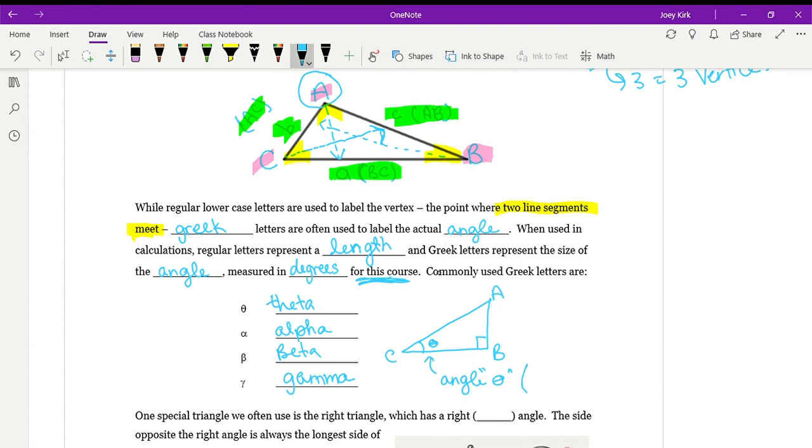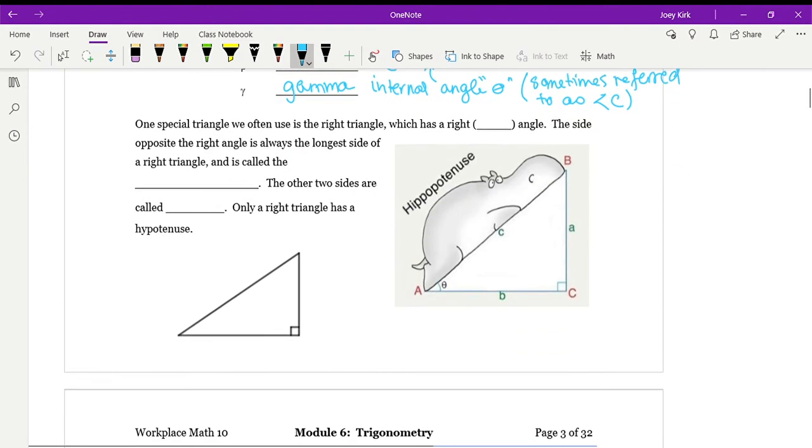Sometimes though, and I just want to make sure that you know this in case you see it, sometimes we will keep the letter, so it'll be referred to as angle C. But this is the internal angle that we're talking about. And I should actually write internal because that's important. Okay, internal angle theta.